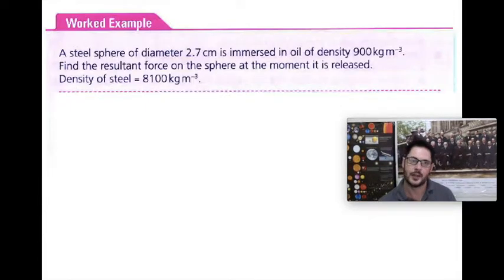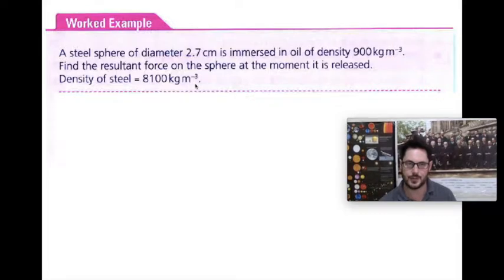Okay. Let's do a quick question. A steel sphere of diameter 2.7 centimeters is immersed in oil of density 900 kilograms m to the minus 3. Find the resultant force on the sphere at the moment that it is released. Density of steel equals 8,100 kilogram meters to the minus 3.